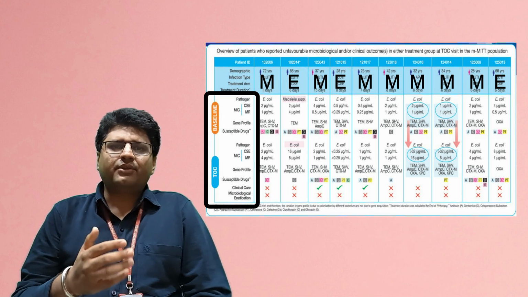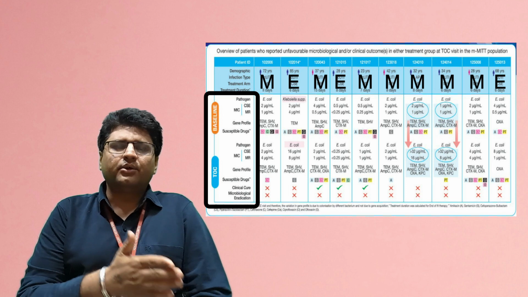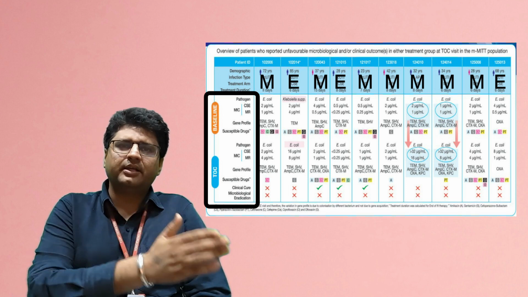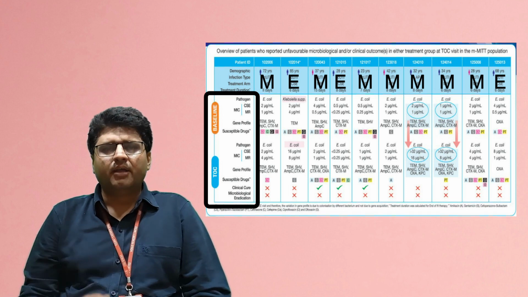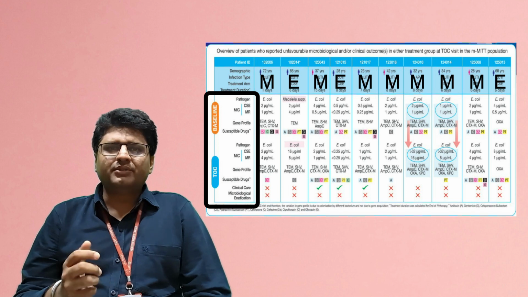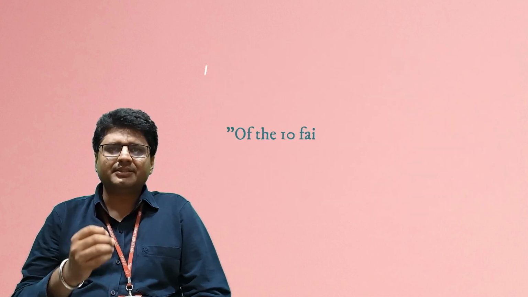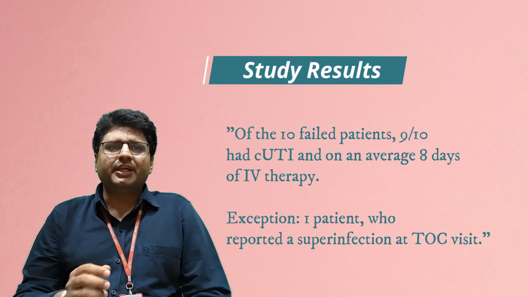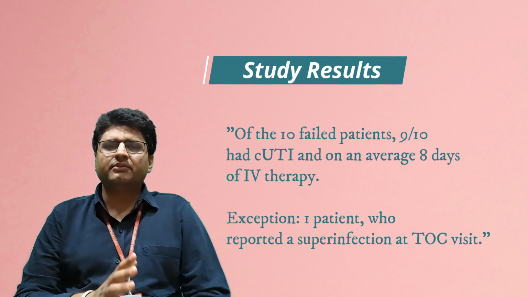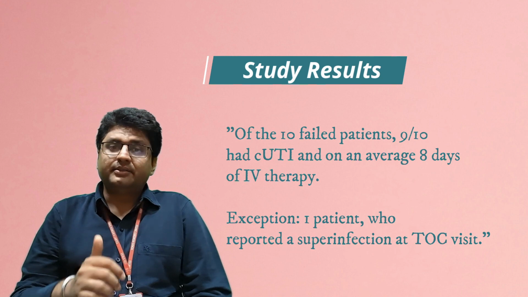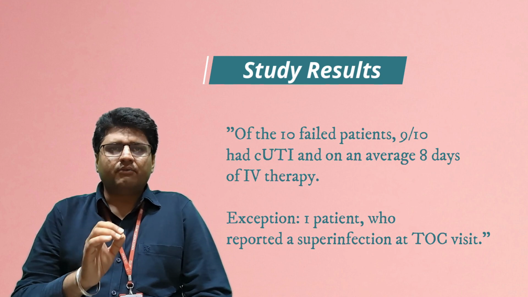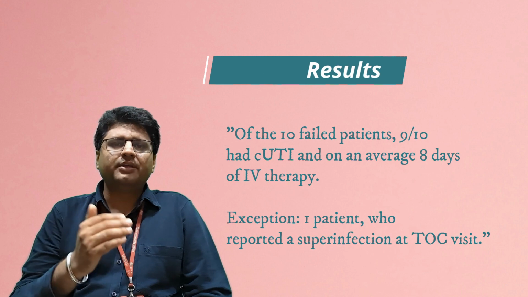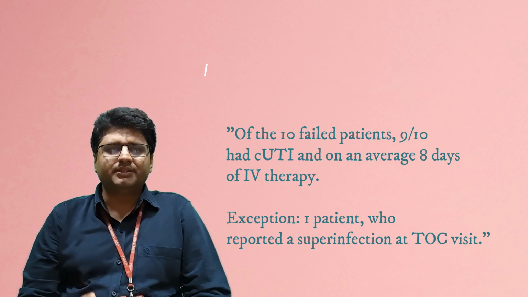So a total of 10 patients failed either Elores or meropenem therapy. 3 were in the Elores group and 7 were in the meropenem group. Out of these 10 patients, 9 had complicated UTI, and on average 8 days of IV therapy was given to these patients. There was just one exception: one patient who reported a super infection at the test of cure visit.